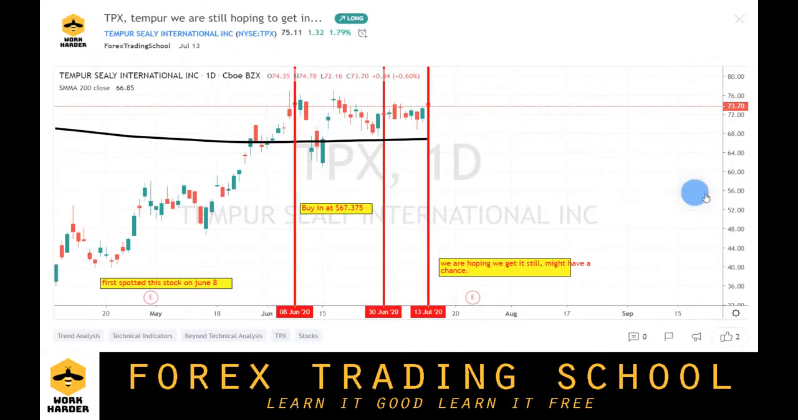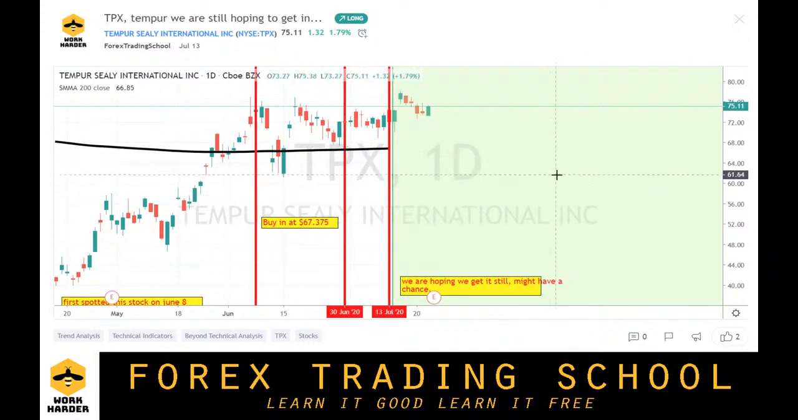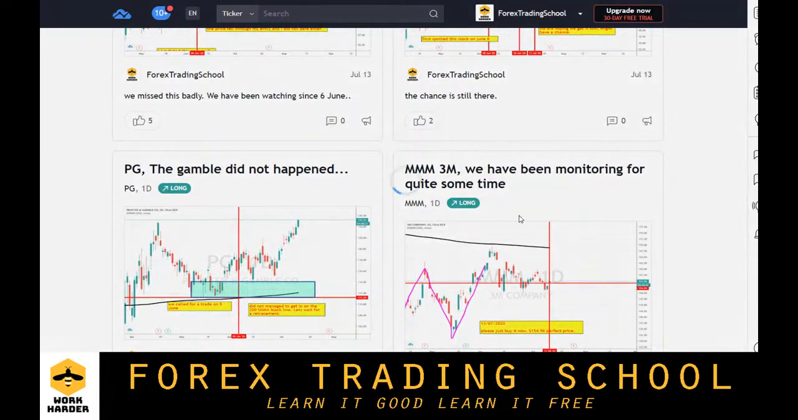The good stock, we didn't get in. Same, the price ran to 67.375, we didn't manage to get in. It went to 75.11, making a very little profit, but it's still profit.